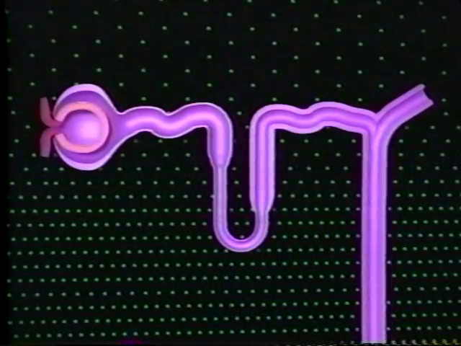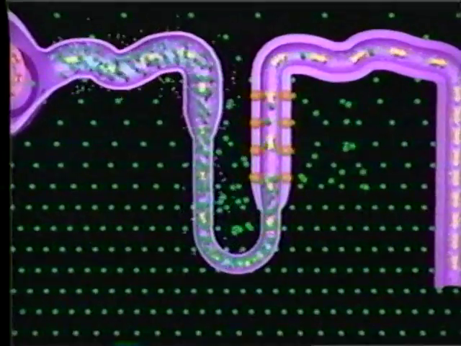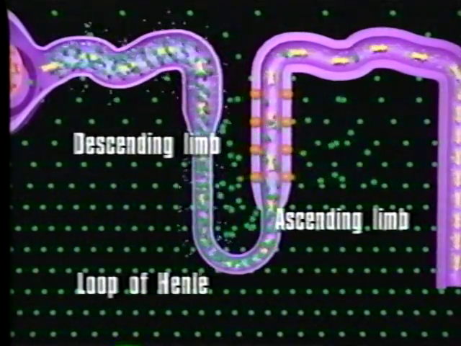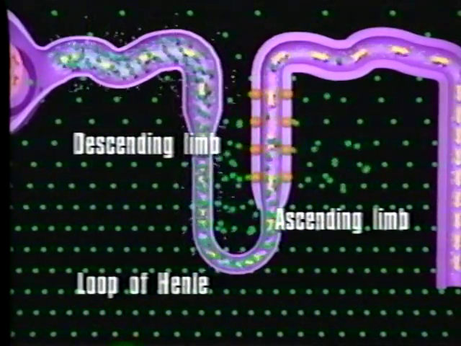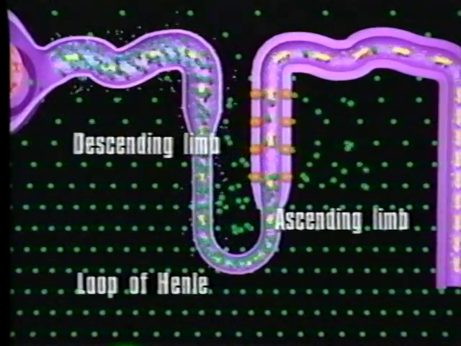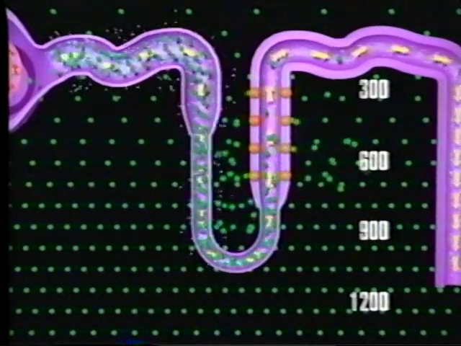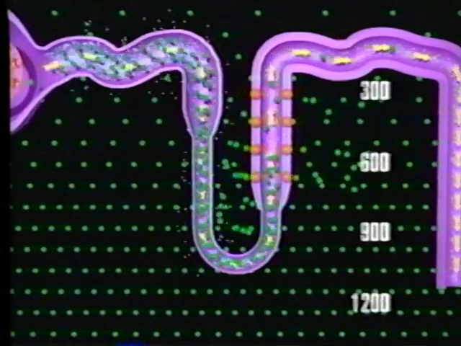Tubular fluid from the proximal convoluted tubule, containing urea and other solutes, flows downward in the loop of Henle through the descending limb and flows upward through the ascending limb. The descending limb is permeable to water, but not to solutes. The numbers on this diagram show the osmolarity, or solute concentration, of the fluids in and around the nephron.